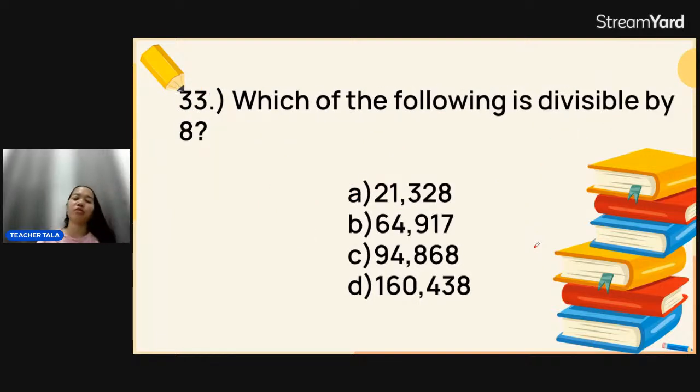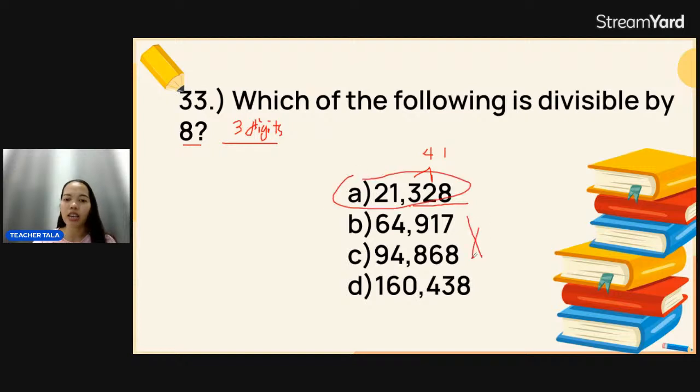Next, number 33. Which of the following is divisible by 8? Again, paano yun kunin yung 8? Divisibility rule sa 8. If the last three digits is divisible by 8, then that's divisible by 8. So let's start with 328. So 32, that's 4. Right? Divide by 8. Tapos si 8, 1. 41. So we already get the answer, letter A. Hindi na natin yan isa-solve. The answer is letter A.